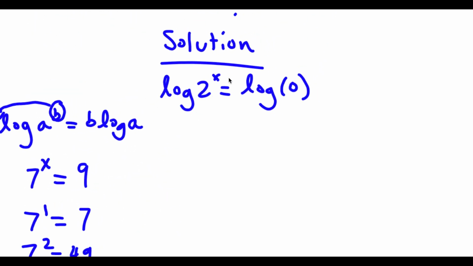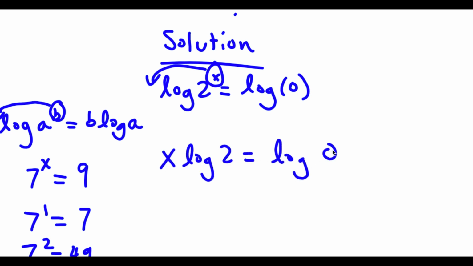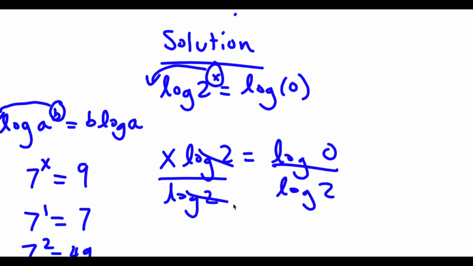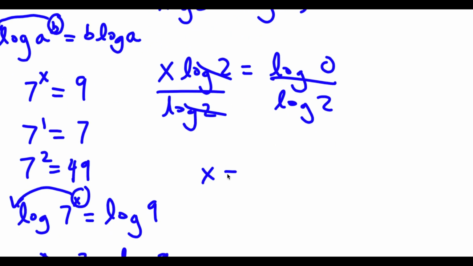So now for log 2 to the power of x, I'm going to be using this property and I'm going to move x to the front. So now I have x times log 2 is equal to log 0. Now, if we want to solve for x, all I have to do is divide both sides by log 2. These two cancel out, and I get x is equal to log 0 over log 2.